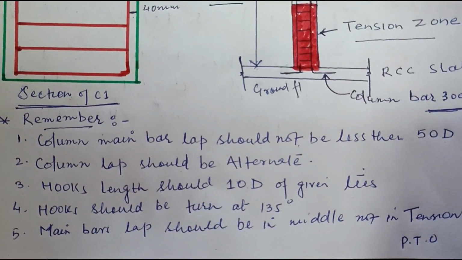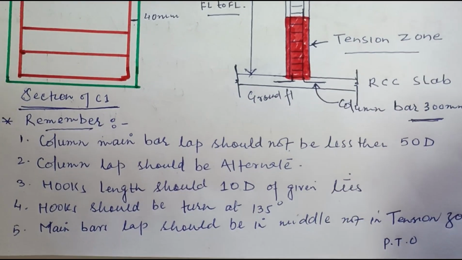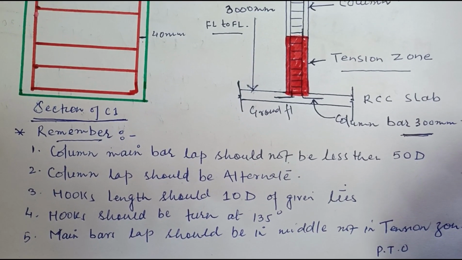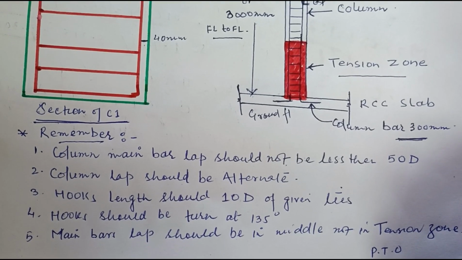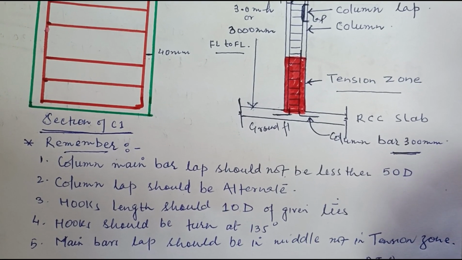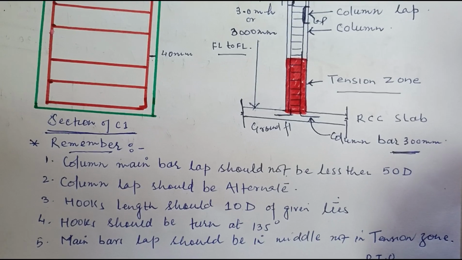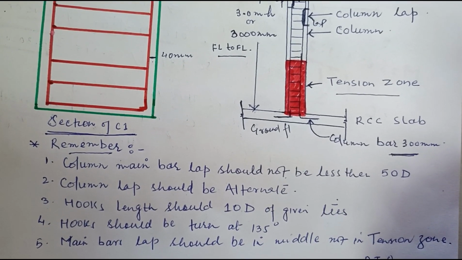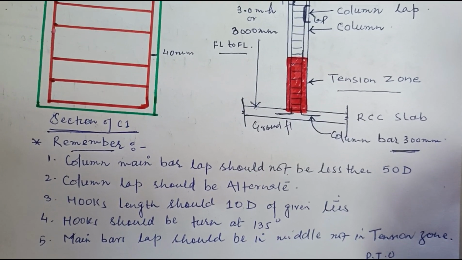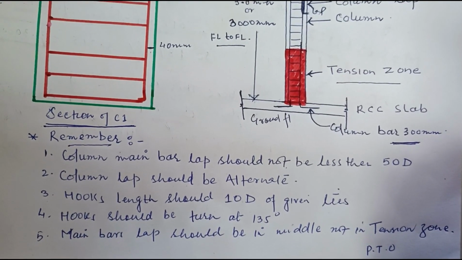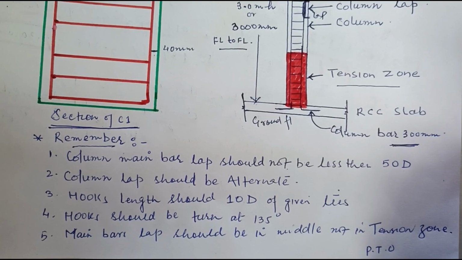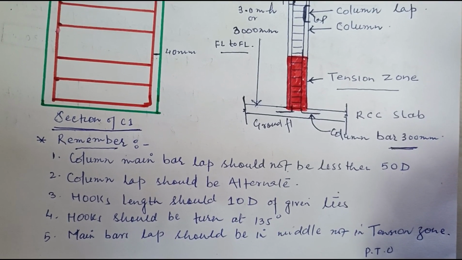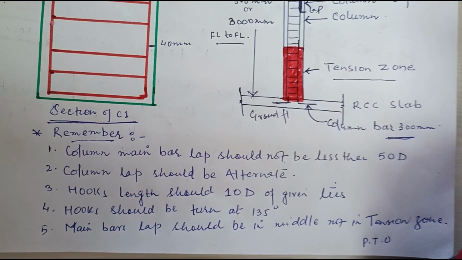Now point number 3. Hook's length should be 10D of given ties. Suppose 8 mm dia bar ties you have to use, then it should be 10D, 10 into D of the dia of the bar, 10 into 8, it should be 80 mm minimum. And the hooks should be turned at 135 degree from the external bar, external ties.